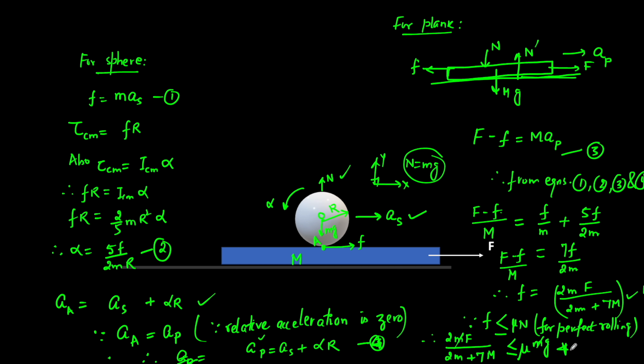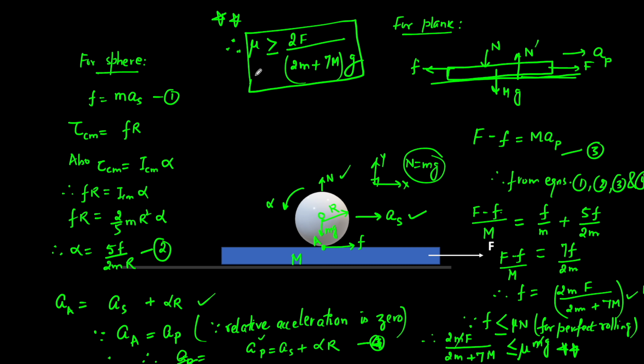So guys, I'm putting a star mark over here because the space is not available, so I'm writing the answer here. Therefore, mu is greater than or equal to 2F over 2m plus 7m multiplied by g. So the minimum coefficient of friction between the sphere and the plank is 2F over 2m plus 7m multiplied by g. So guys, this is the answer.